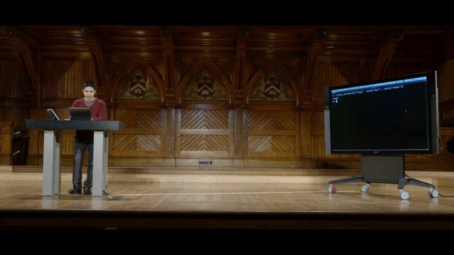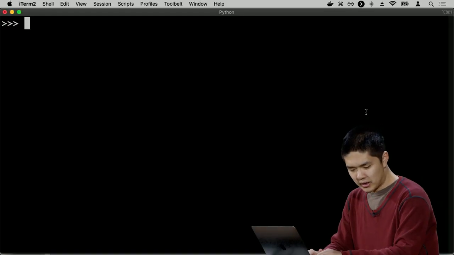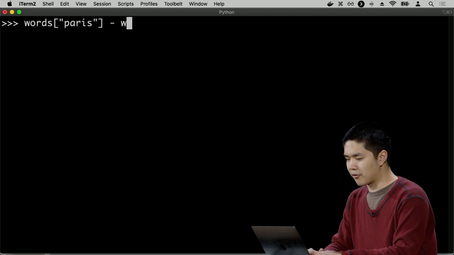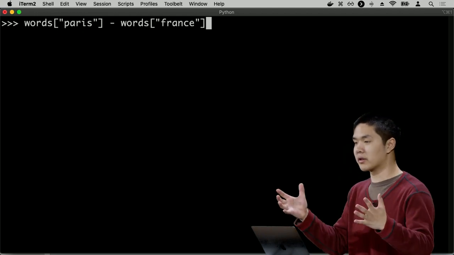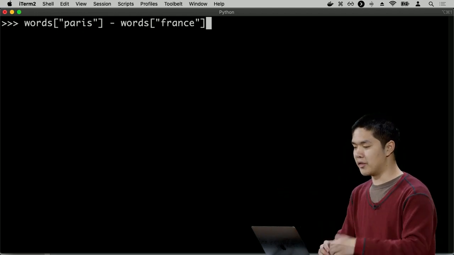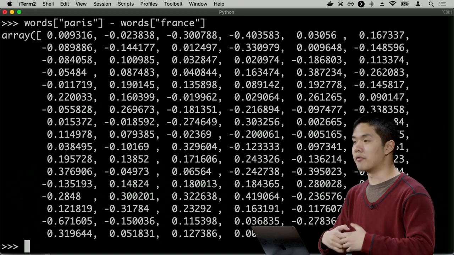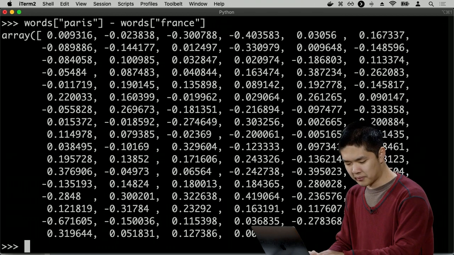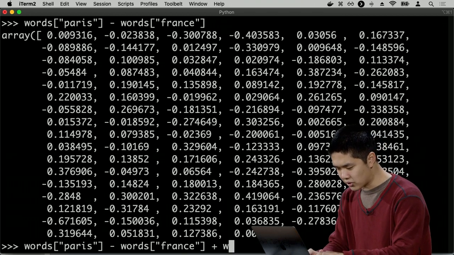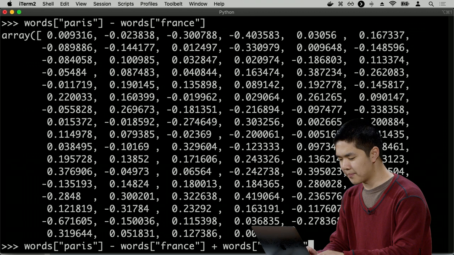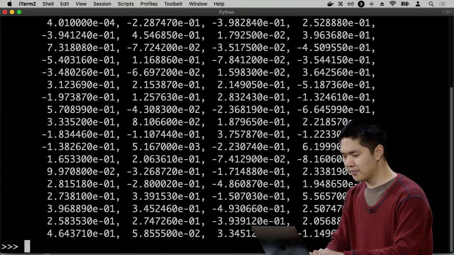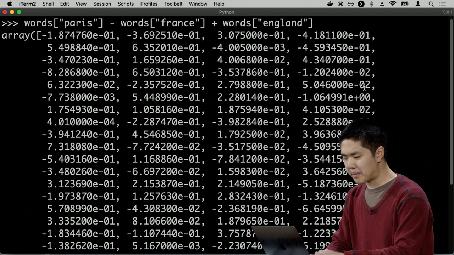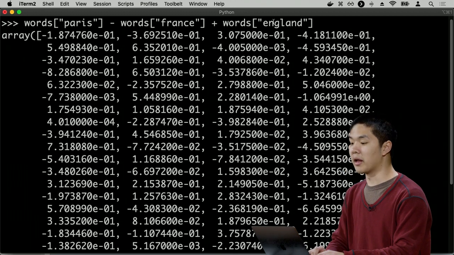So there are more examples of this. We can say, all right, let's figure out the distance between Paris and France. Paris and France are words. They each have a vector representation. This then is a vector representation of the distance between Paris and France, what takes us from France to Paris. Let me go ahead and add the vector representation of England to that. So this then is the vector representation of Paris minus France plus England.